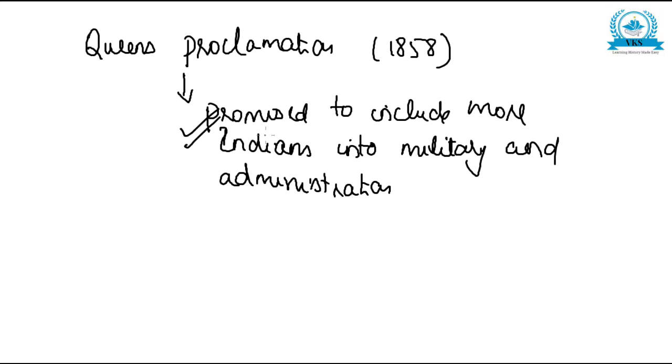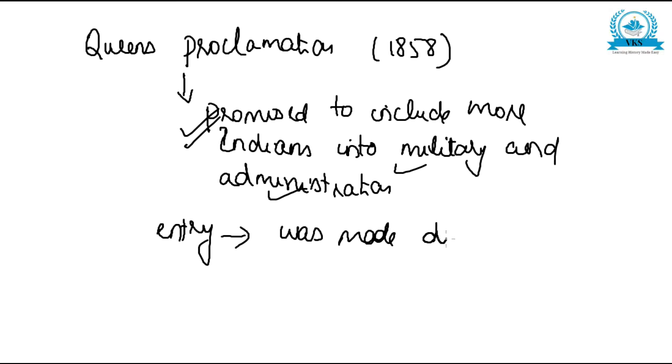Although the Queen's Proclamation of 1858 promised to include more Indians in the military and administration, the entry of Indians was made very difficult. Indians were not easily allowed to enter such positions. In practical terms, it was made impossible.